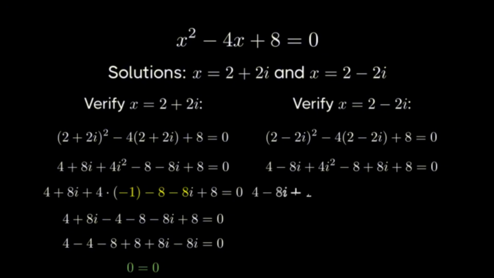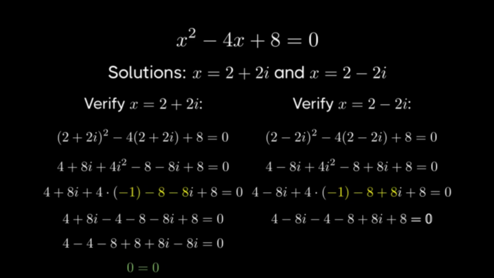Just as before, we substitute i squared with -1. The term 4i squared becomes 4 times -1. Multiplying 4 by -1 gives us -4. The expression now has only simple terms that we can combine. Grouping like terms, we have 4 minus 4 equals 0, -8 plus 8 equals 0, and -8i plus 8i equals 0. All terms cancel out perfectly. And once again, we get 0 equals 0, confirming that x equals 2 minus 2i is also a solution to our original equation.